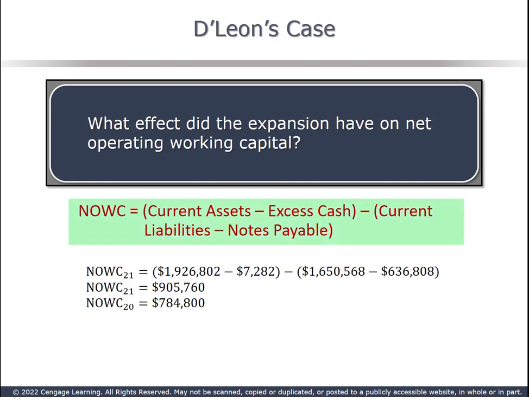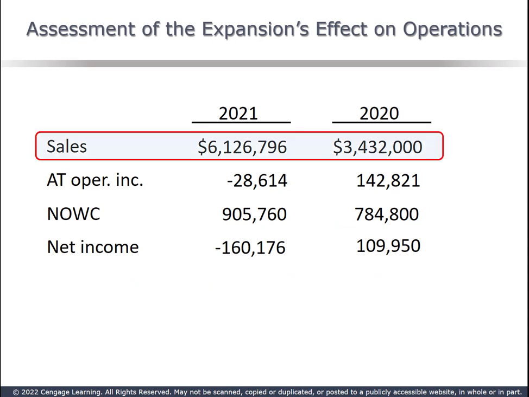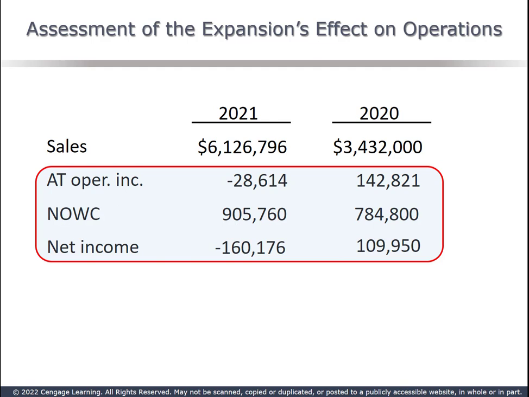Remember our refined definition of net operating working capital. DeLeon's net operating working capital increased by $120,960 between 2020 and 2021, driven by the increases in basically all the components. Recapping: sales increased by 78.5%. After-tax operating income declined by 120%. Net operating working capital increased by only 15.4%, but net income declined by 246%.